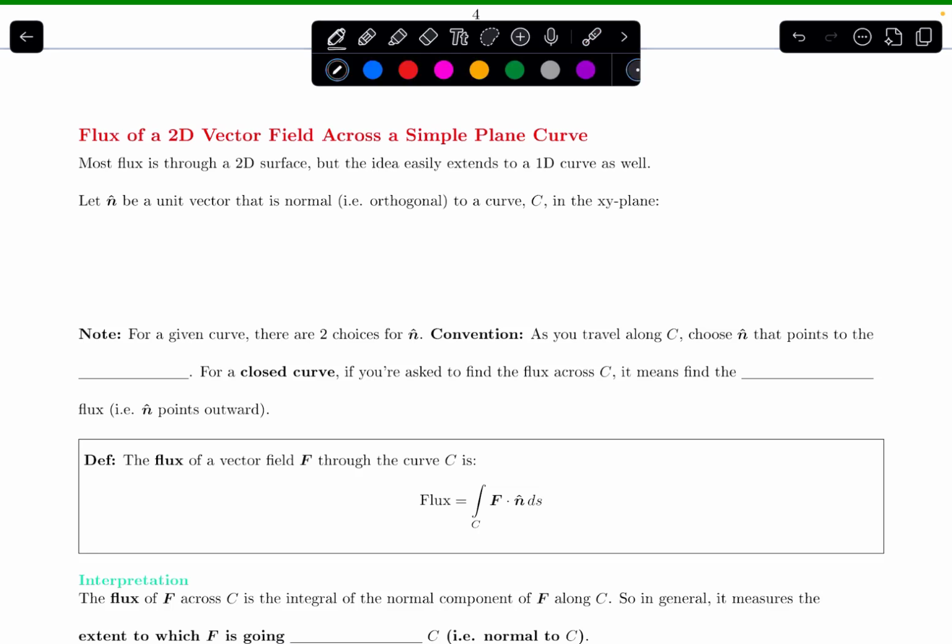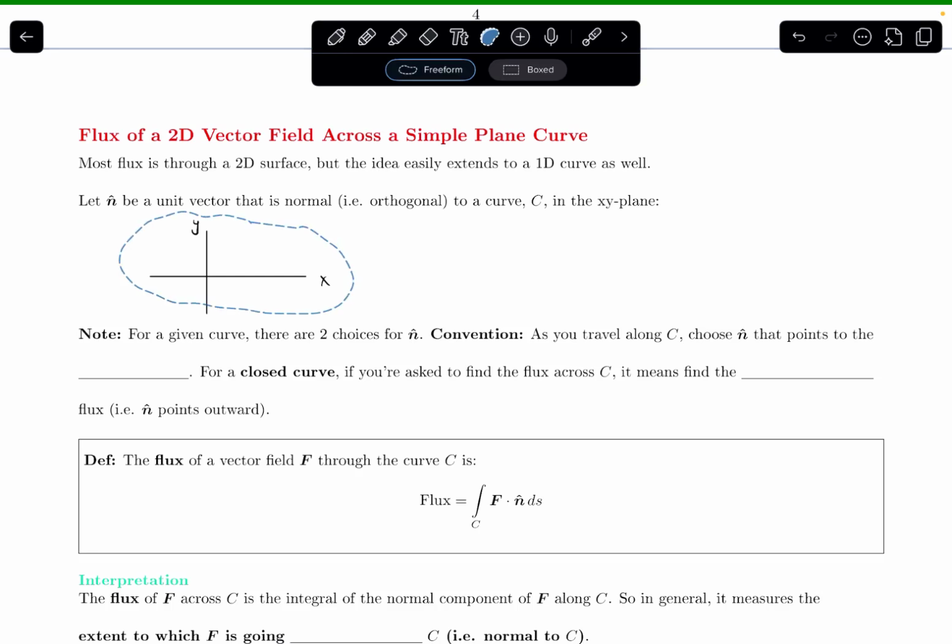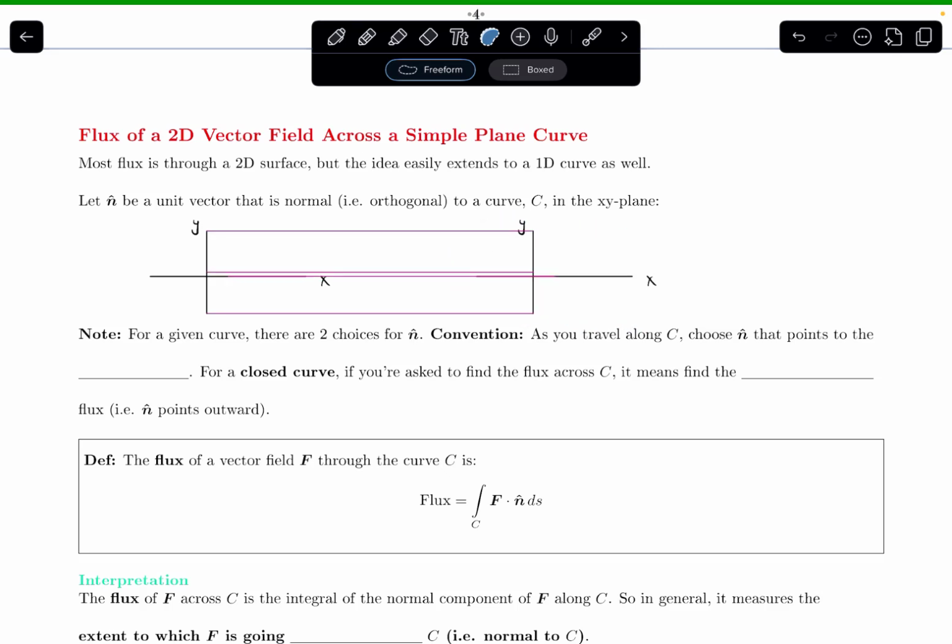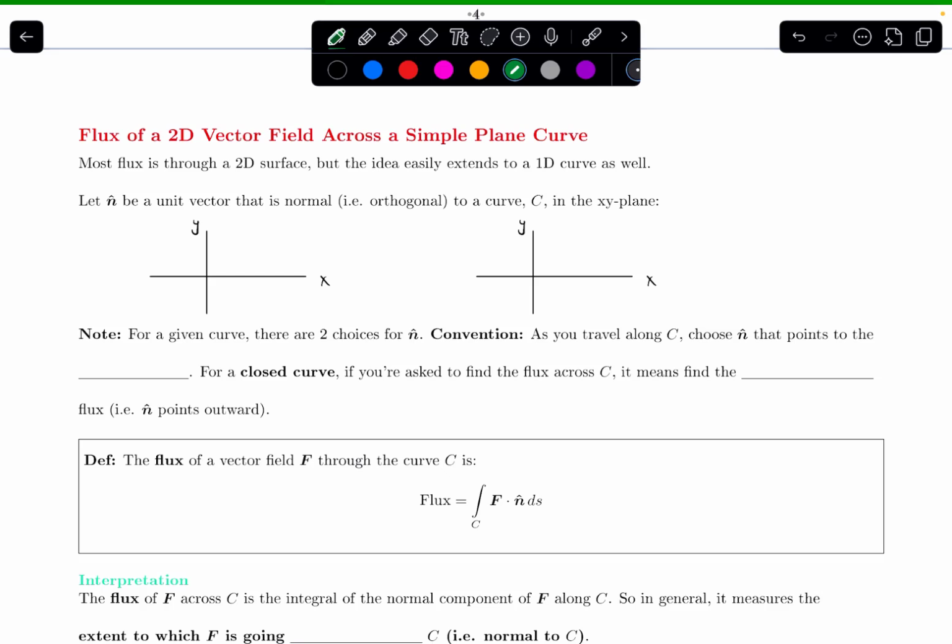I'm going to draw a couple of pictures. So I'm going to draw my x and y axes, my x-axis and my y-axis. And I'm going to copy this. I'm going to draw two pictures, so I'll draw two curves here. And in the first picture, let me draw the curve, maybe something like this. And I'll call my curve C. And I'll draw an arrow for the direction of motion. Let's say it goes that way.